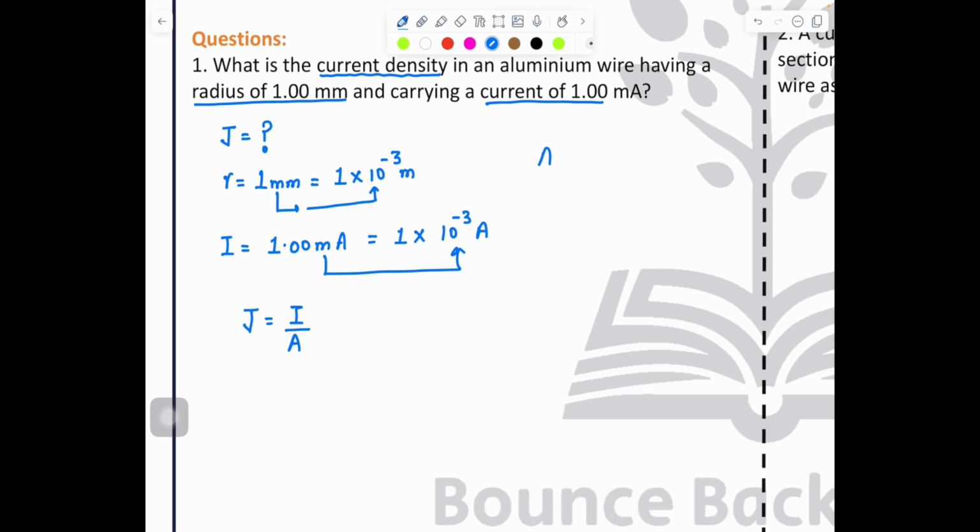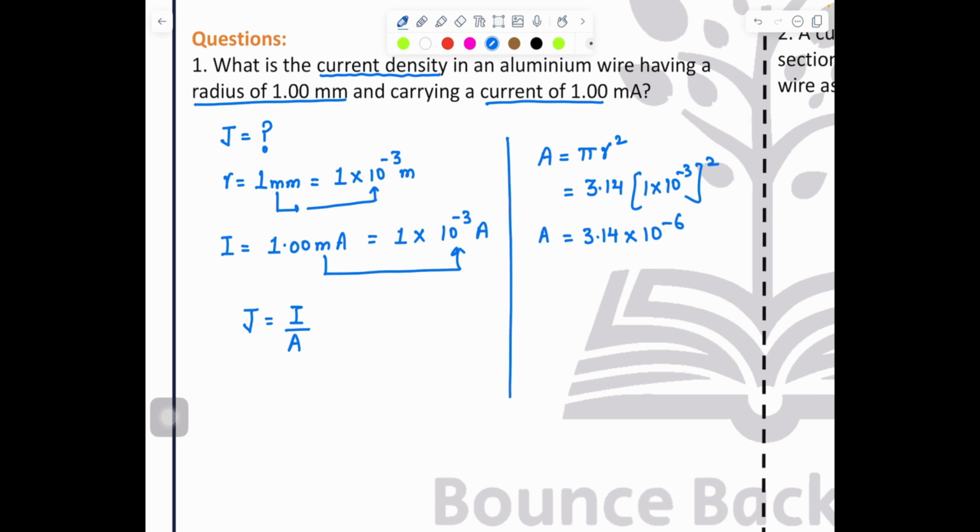So we need to find the area. I told you the formula: pi R squared. Pi means 3.14. And what is R? 1 multiply 10 raised to power negative 3, squared. So can I say 3.14 times 10 raised to power negative 6? Fine, guys. This is your area.